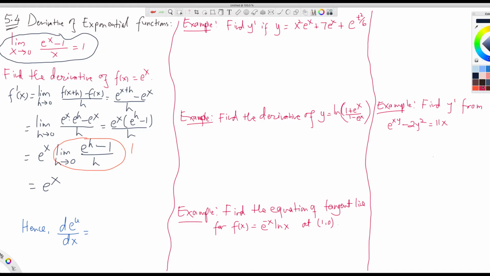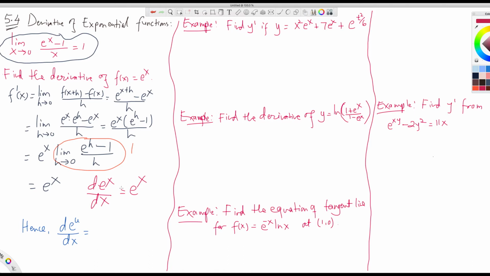So you can write this as: the derivative of e to the x with respect to x is equal to e to the x. You see that when the exponent and the variable of differentiation match, the derivative is e to the x. So e to the x is the only function whose derivative is itself.